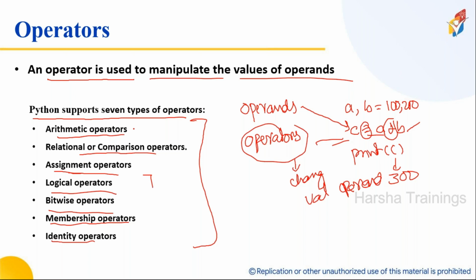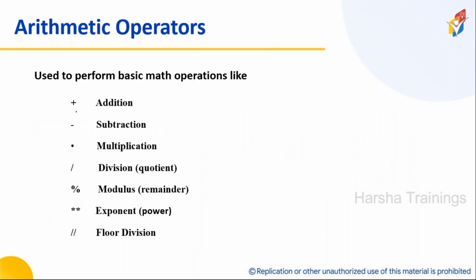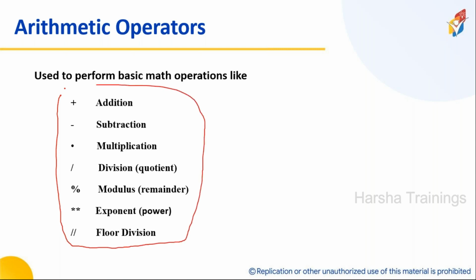The first and foremost kind of operator is arithmetic operators. They are used for doing regular mathematical operations. These are the arithmetic operators: plus for addition, minus for subtraction, star for multiplication, slash for division, mod for modulus, the remainder, double star for the power operation, also called exponent, and two slashes for floor division.